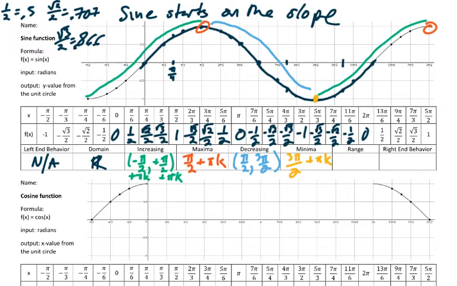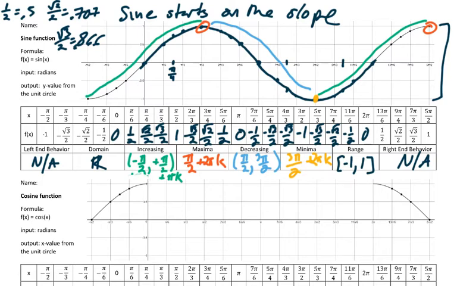Yes, because there's a full period, this is actually a 2 pi k. We're going to get into what's going on with that soon. The range in this case is from -1 to 1, because it only goes from -1 to 1. And for right-end behavior, there is no right-end behavior because it's periodic. It's just going to keep going up and down, circling around forever and ever.